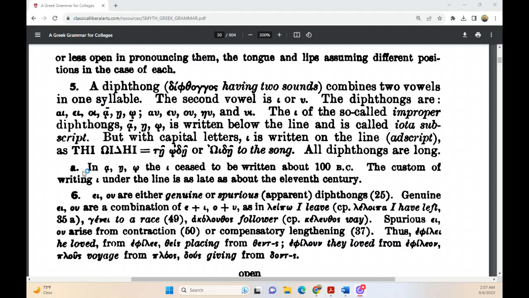We have a little note here, a historical note, 5a, on alpha with iota subscript, eta with iota subscript, and omega with iota subscript. The iota ceased to be written around 100 BC. The custom of writing the iota under the line is as late as about the 11th century. So the iota ceased to be written and was later added back in by Greek scholars as late as the 11th century. So just a historical note to provide some more information.